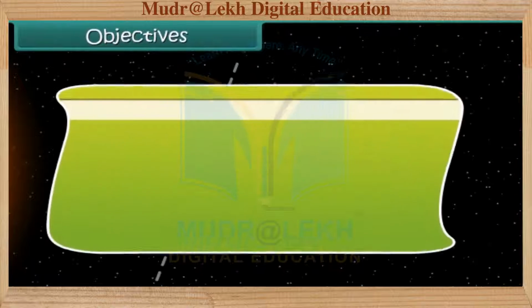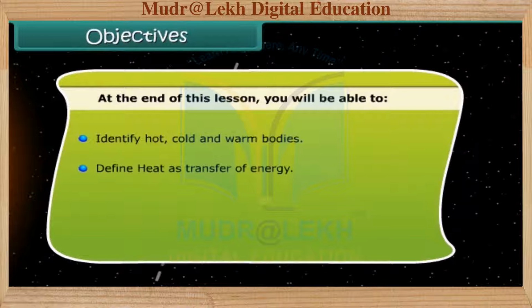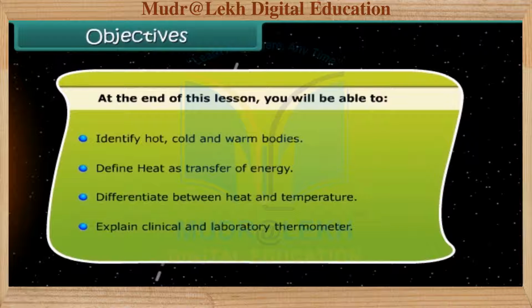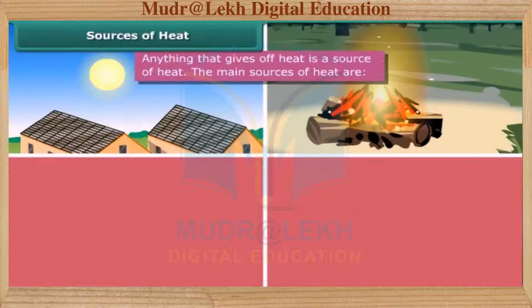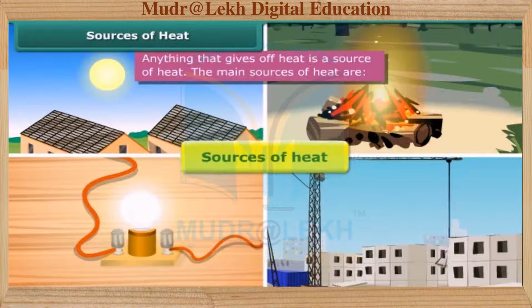Objectives. At the end of this lesson, you'll be able to identify hot, cold and warm bodies, define heat as transfer of energy, differentiate between heat and temperature, explain clinical and laboratory thermometer. The sun, burning fuels, electricity and mechanical work are sources of heat.